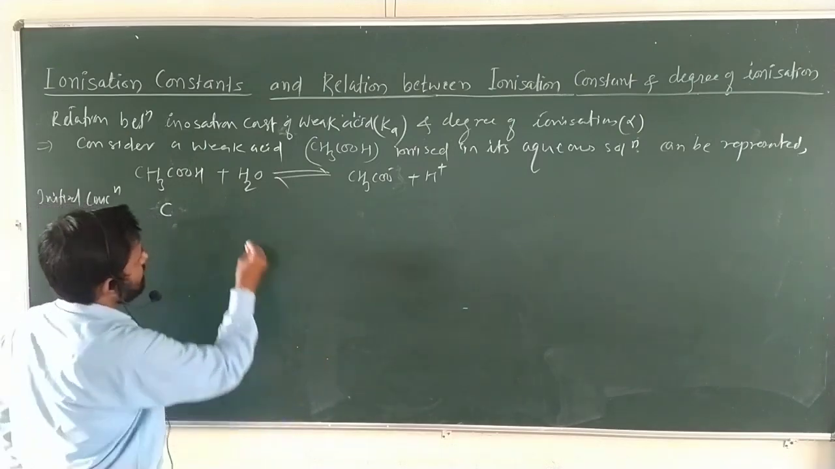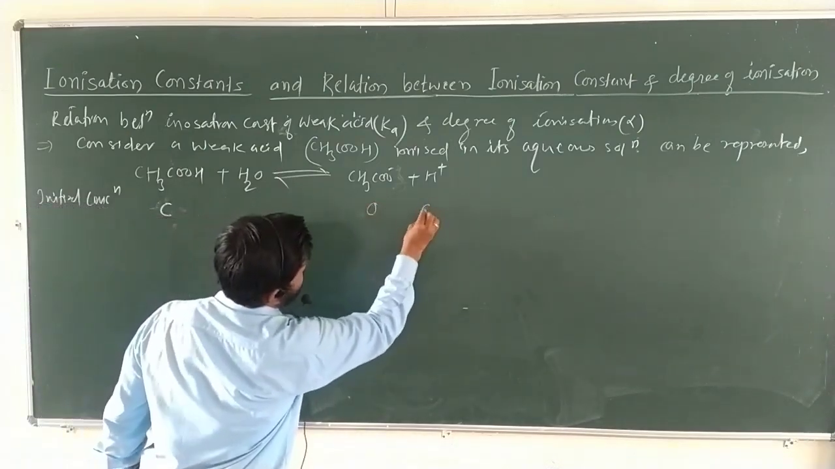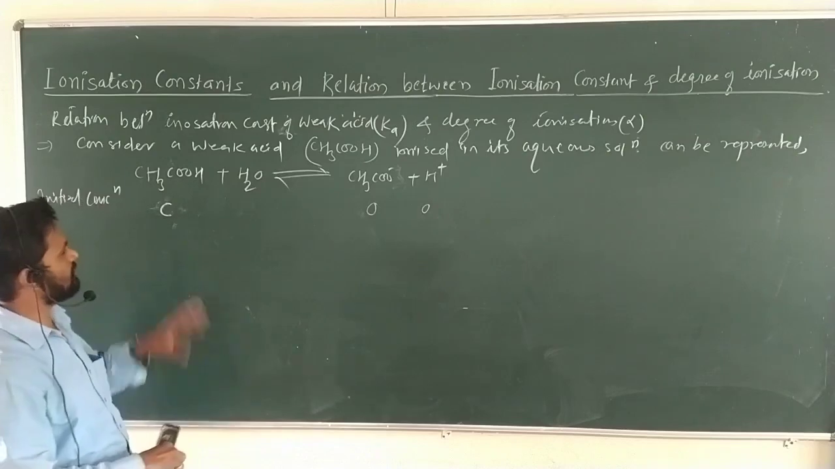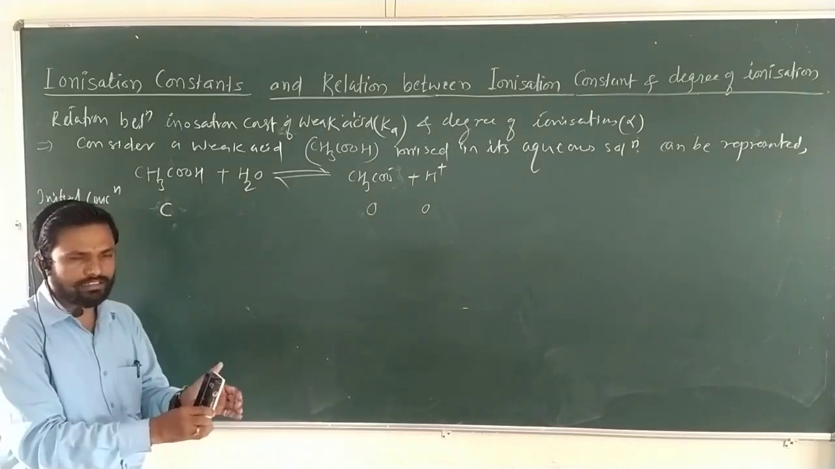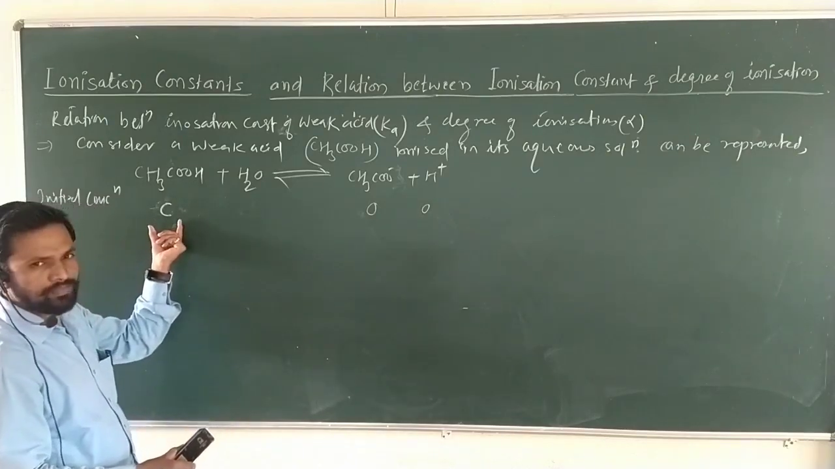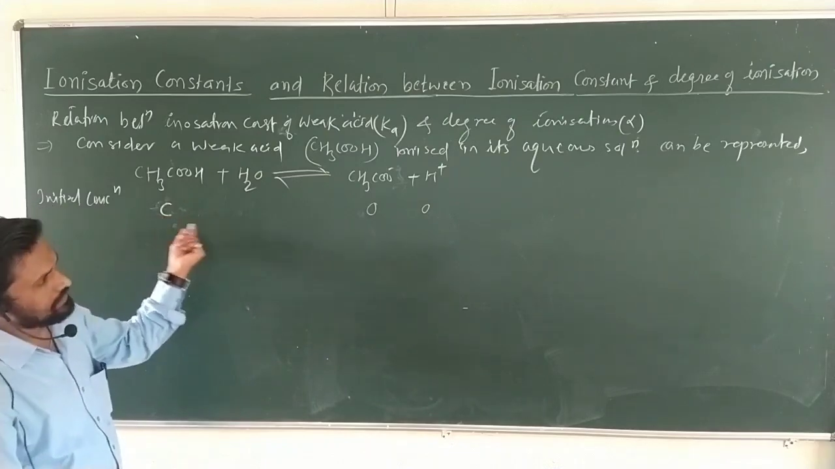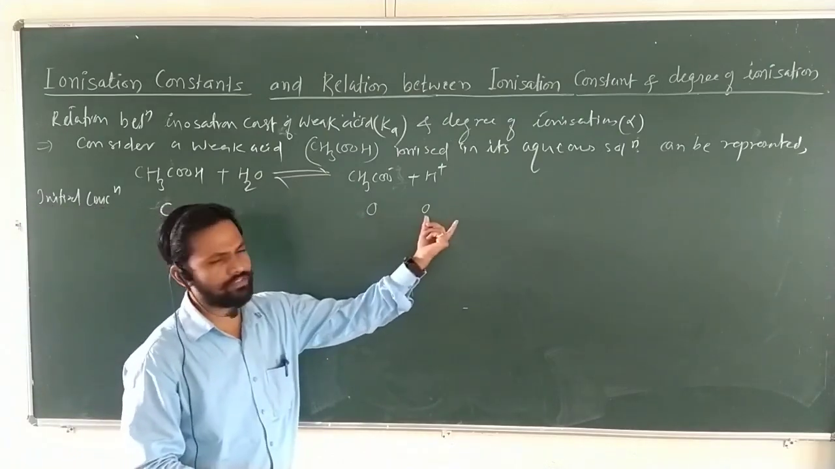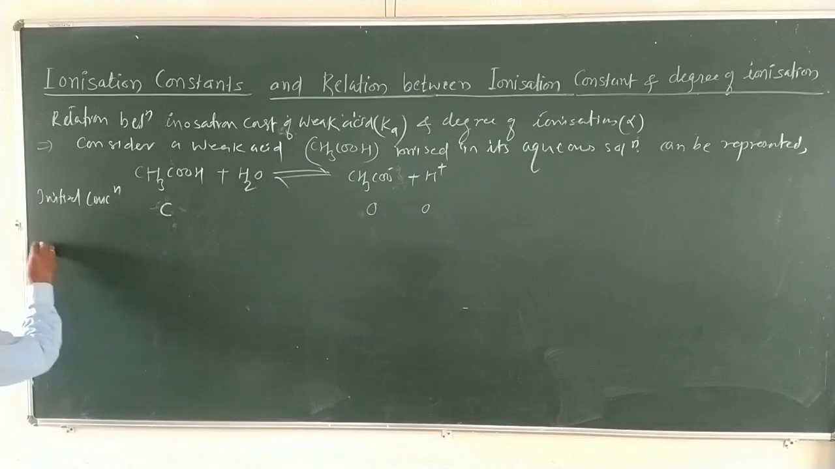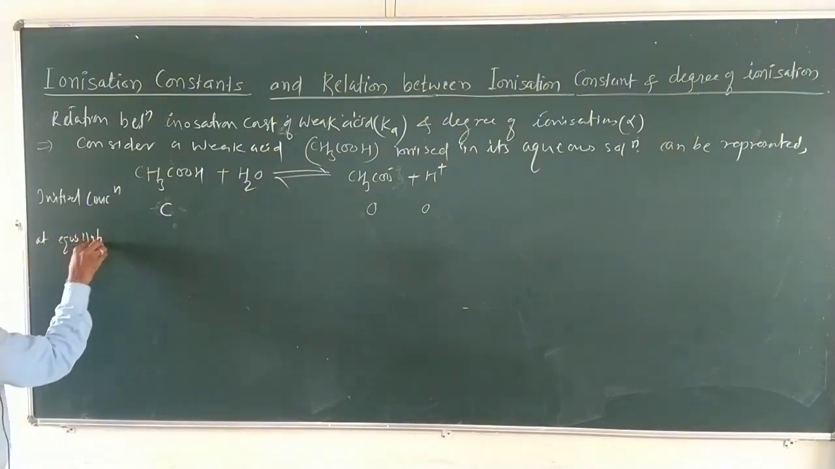Now what will happen? Initially the acetate ion concentration is 0 and the H plus concentration is 0. Initially only the molecules are taken. The initial concentration is C. There is no formation of acetate ion, no formation of H plus ions. But at equilibrium, what happens?